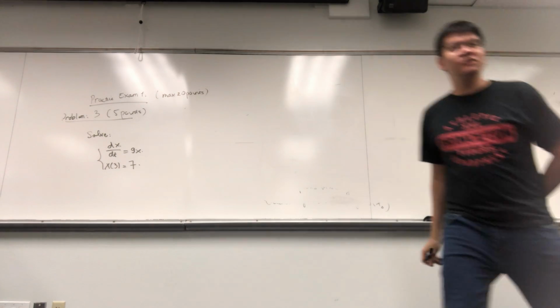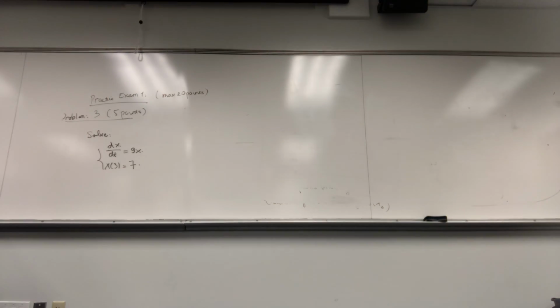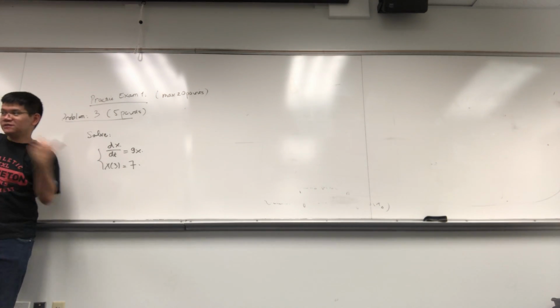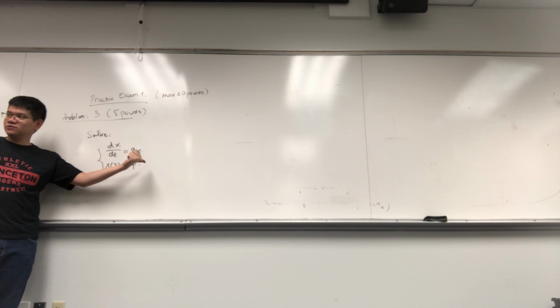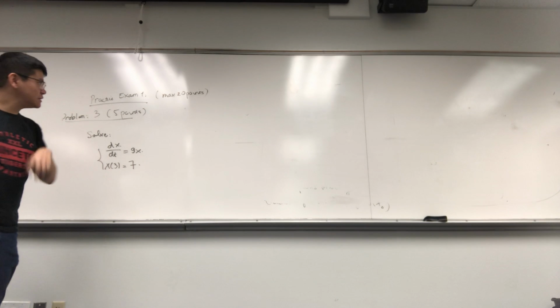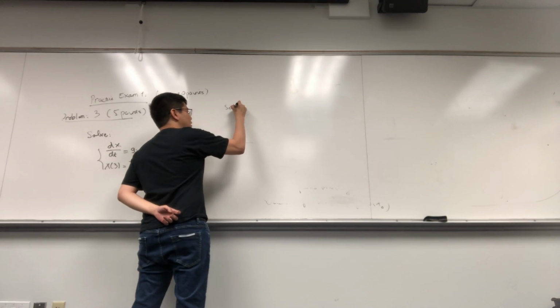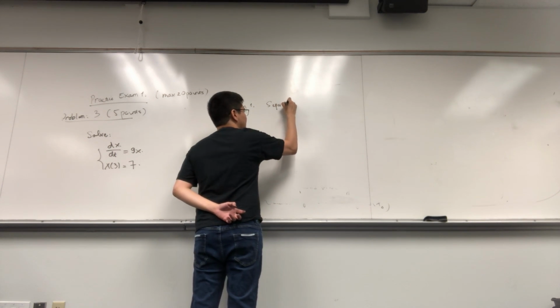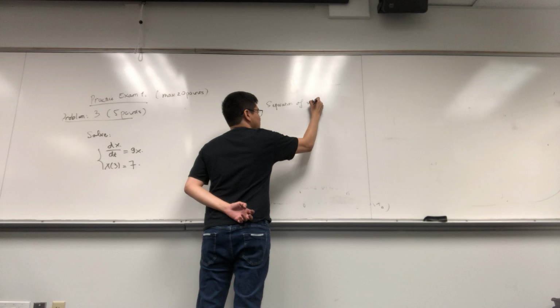So how can we solve this equation? Yes? Separate: 1 over 9x dx equals dt, then take the integral of this. This is one good solution, right? This equation is separable, so you can use this method. All right, so can you say at the back of the paper? Solution 1, separation of variables.